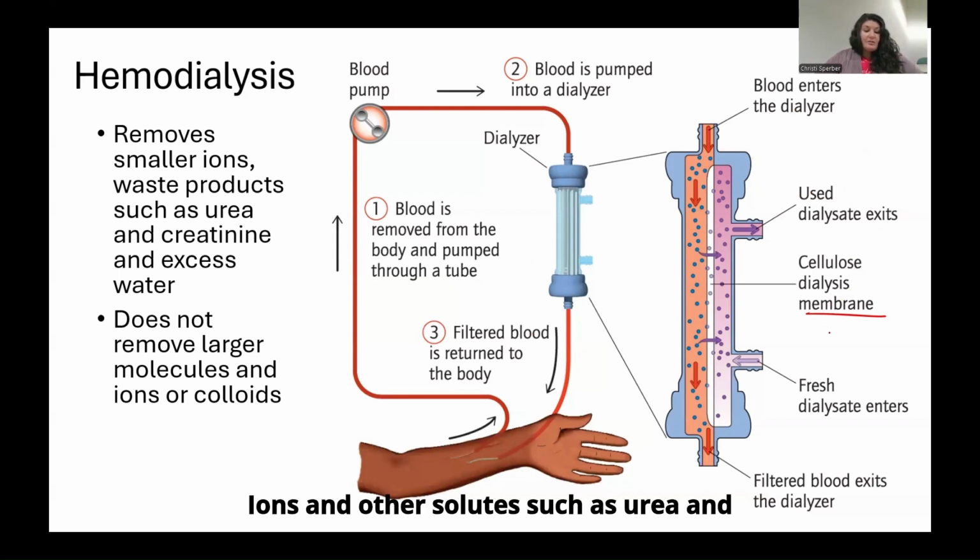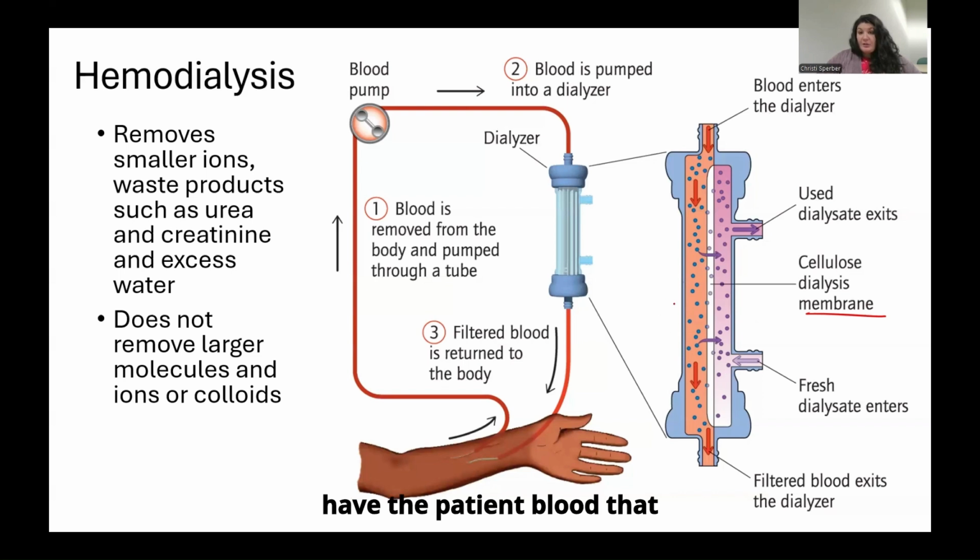Ions and other solutes, such as urea and creatinine, diffuse through the cellulose membrane from the patient's blood, which is hypertonic, to the dialysate, which is the hypotonic solution. Remember, it is less concentrated. Urea and creatinine are waste products of metabolism. By maintaining a pressure greater than the osmotic pressure of the blood, water from the dialysate cannot enter the blood by osmosis, and excess water can be removed from the blood.